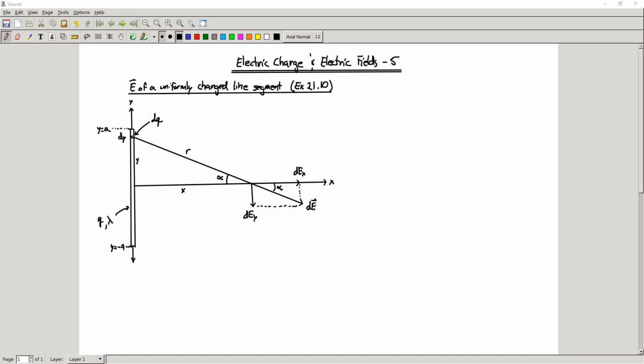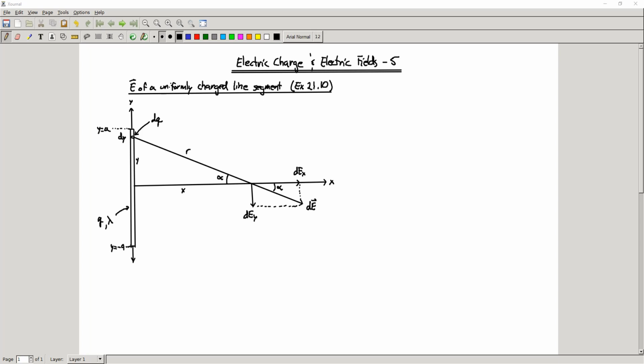Okay, this is going to be our fifth video in our electric charge and electric fields series here. In the previous video we spent some time talking about the electric field outside of a distribution of point charges, right? So we did that dipole example. And then after that we spent some time setting up some ideas that we're going to need to tackle the electric field outside of a charge distribution.